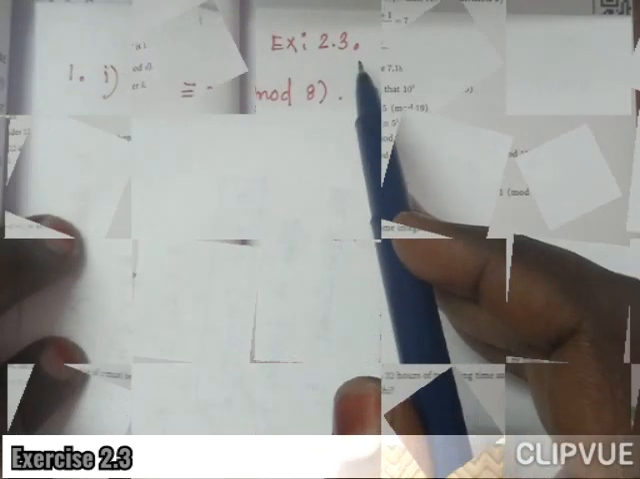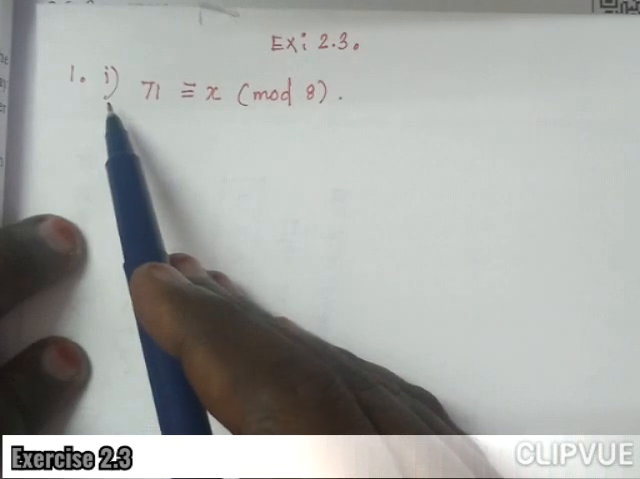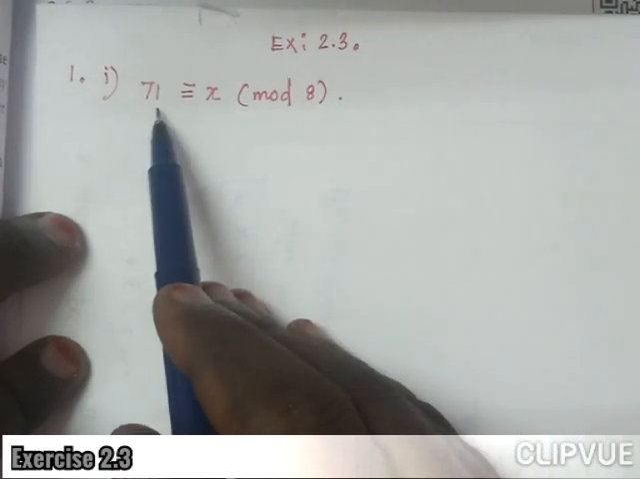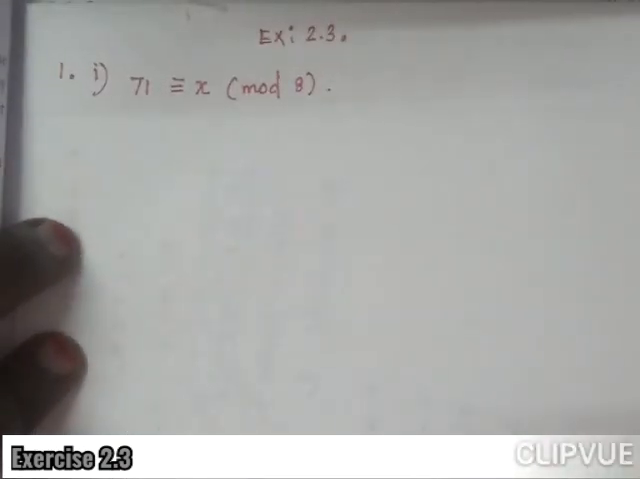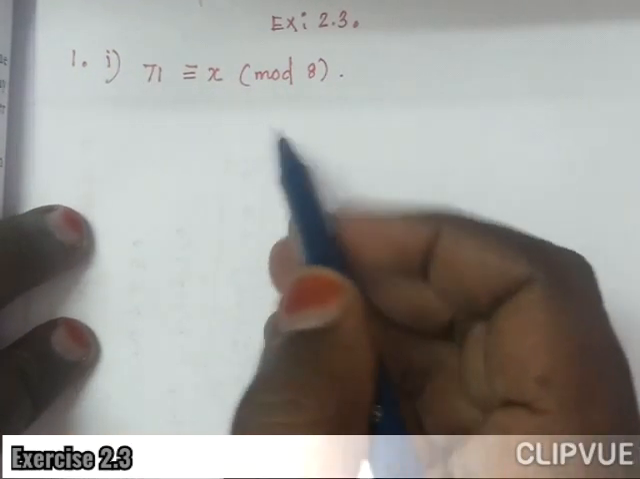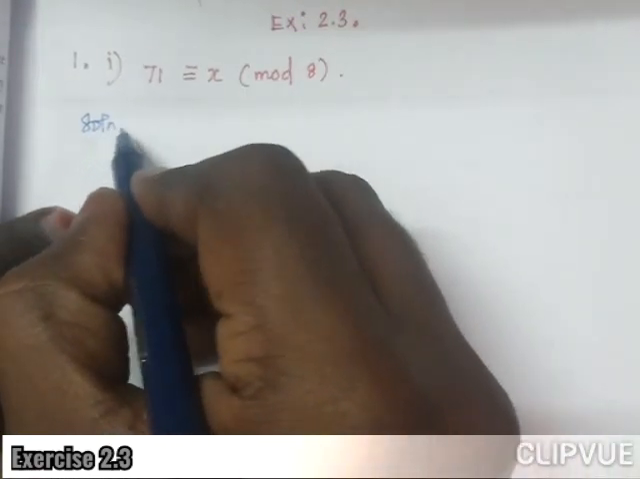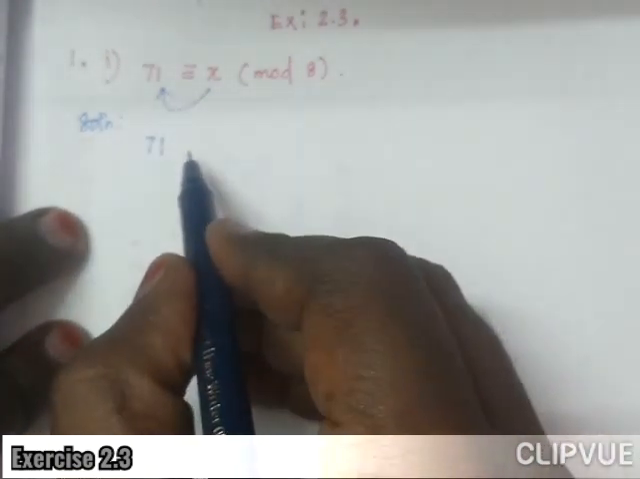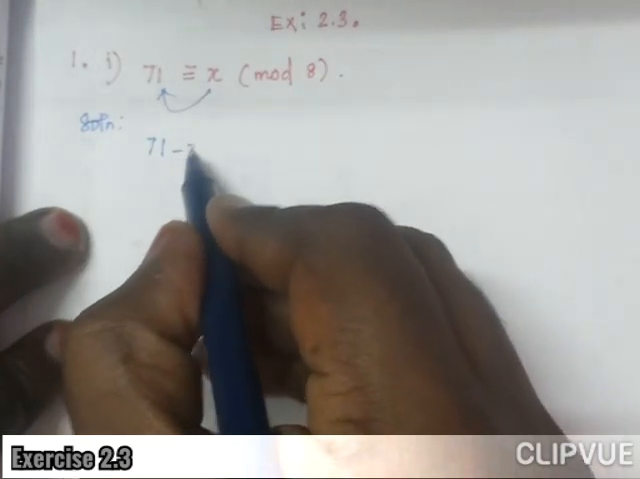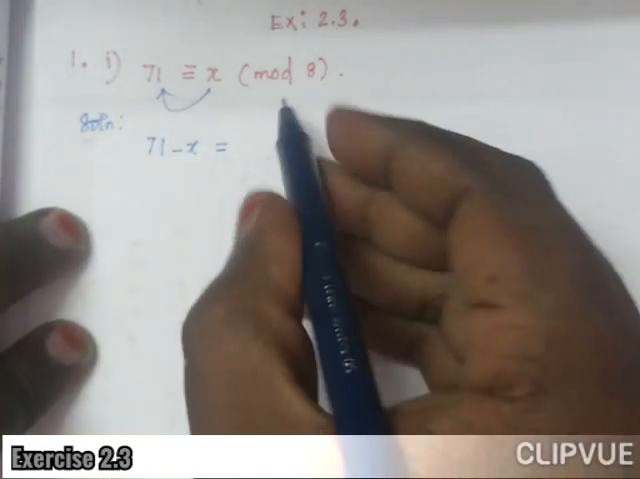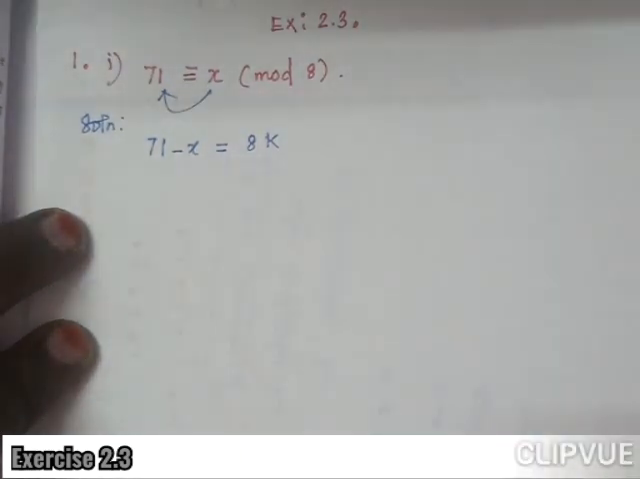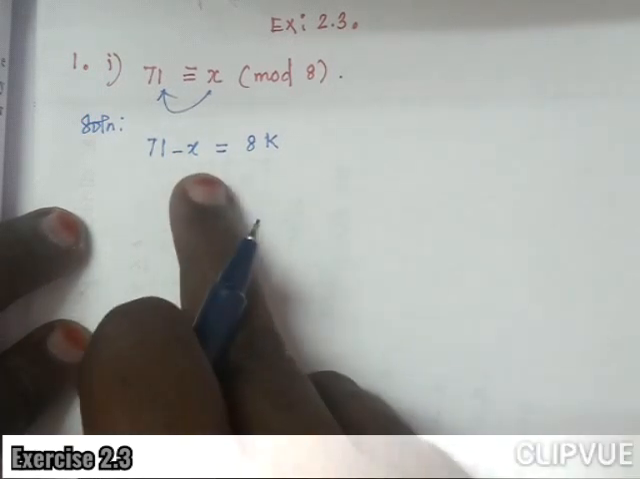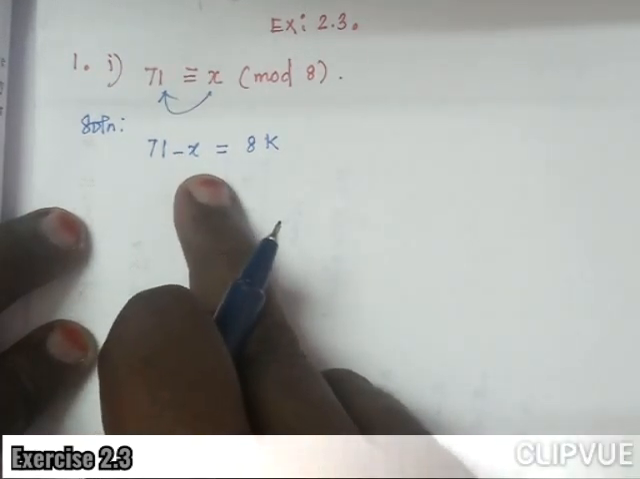Exercise number 2.3, question number 1, first subdivision. The question is 71 congruent to x mod 8. If it is in the form of congruent modulo, it can be written as 71 plus x becomes minus x, which is equal to the divisor into k, where k is some integer. Now we are going to find the value of x.